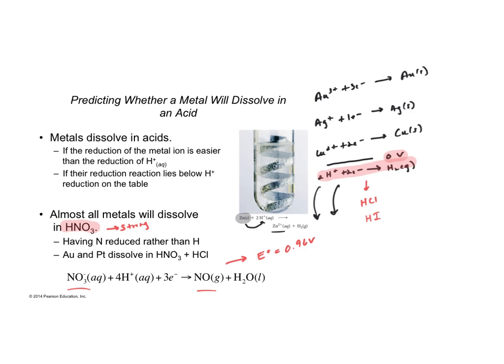So because of that, nitric acid can dissolve some of these metals that normal HCl and normal hydriodic acid, for example, cannot. But again, if a metal lies above this one on that table, it still cannot be dissolved by that acid.